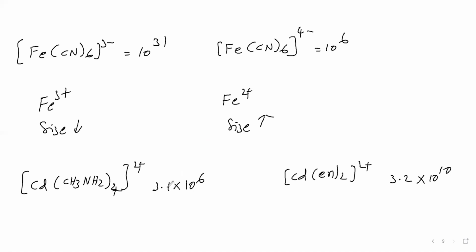So the stability of a complex depends on the nature of the central metal, the oxidation state of the central metal, the nature of the ligand, and the coordination number. Based on these factors we can judge the stability of complexes.